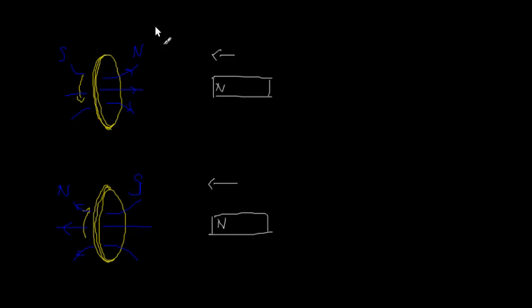North Pole and North Pole, the two poles repel. Now if you look at this other possibility, I have a South Pole on this side and a North Pole coming in, and opposite poles attract. So in this case, they attract.